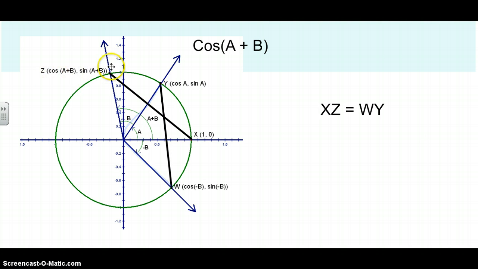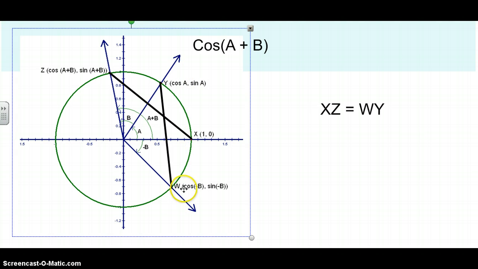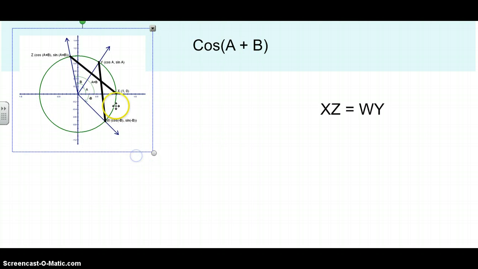Now, I have the coordinates put for this point: cosine of a plus b and sine of a plus b, and that's because the cosine is the x-coordinate, sine is the y-coordinate. Similarly, I have cosine of a, sine of a, and down here I have cosine of negative b, sine of negative b, because this is my angle, negative b, and of course this is my point (1, 0). Now, I'm going to make this smaller so that I can get it out of my way.